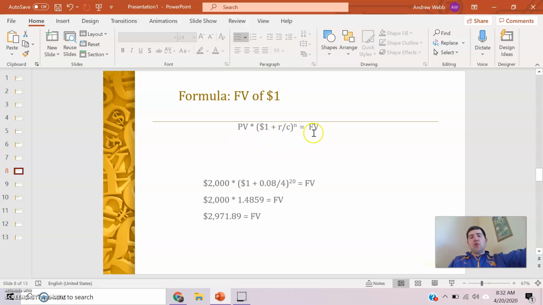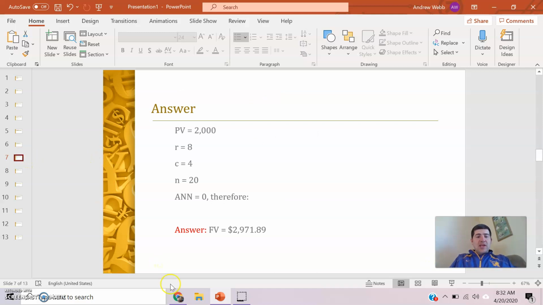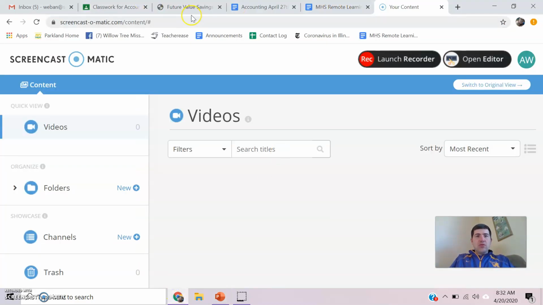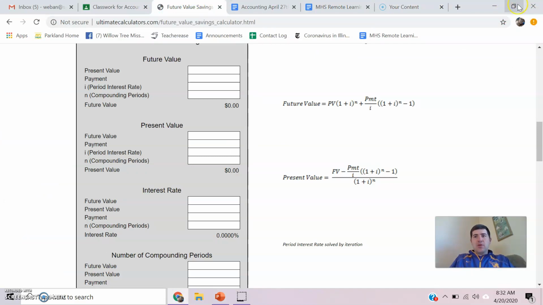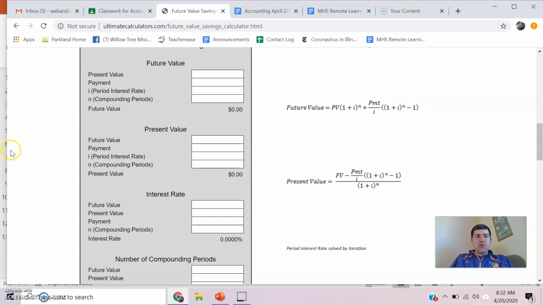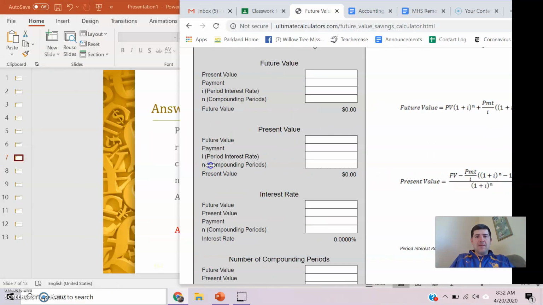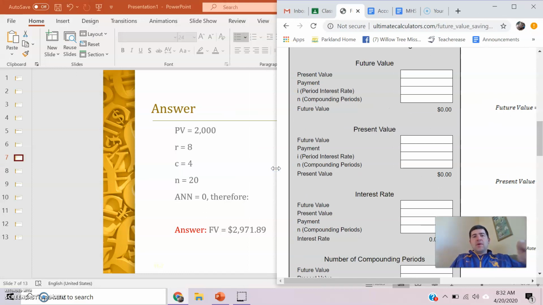This is the formula right here. Present value times 1 plus the rate divided by the number of compoundings a year, raised to the number of compoundings, equals the future value. That's a relatively complicated way of doing it. What I would recommend is going to the website that I gave you, and I'm going to slide this over so it's more split screen. We're trying to figure out the future value. We have the present value, which is $2,000.